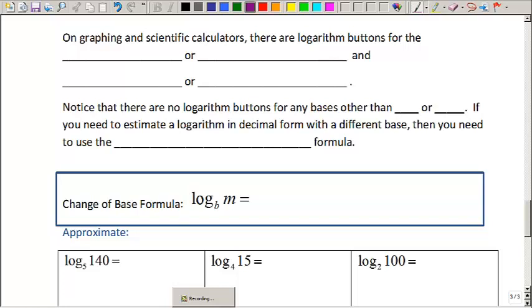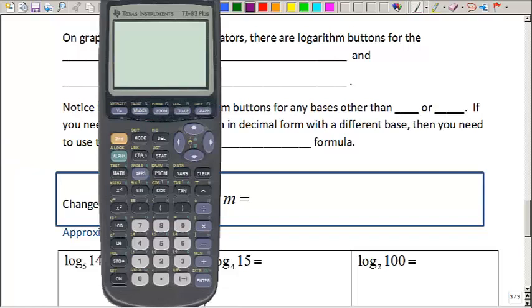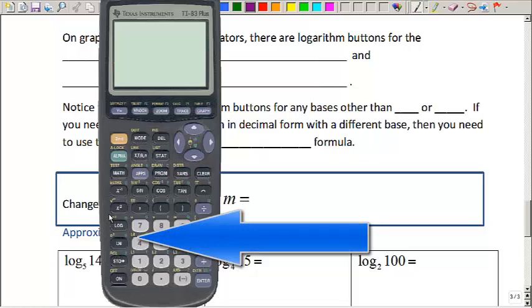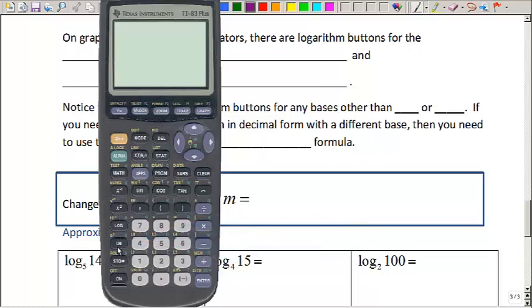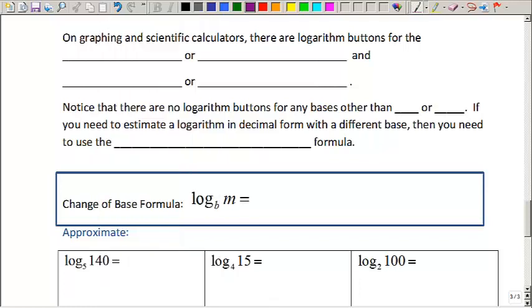Next, I'd like to show you how to use the calculator to evaluate some logarithms. I want you to notice that on a graphing or scientific calculator, there are logarithm buttons. The two logarithm buttons that you'll find on the graphing calculator, this is a TI-83, 84s are very similar, are the LOG button and the LN button. The LOG button is log base 10 and the LN button is the natural logarithm. Those are the only two logarithm buttons that you'll find on either a scientific or a graphing calculator.